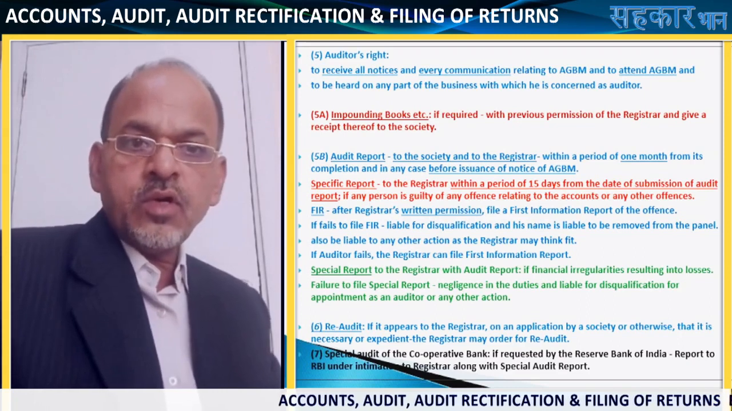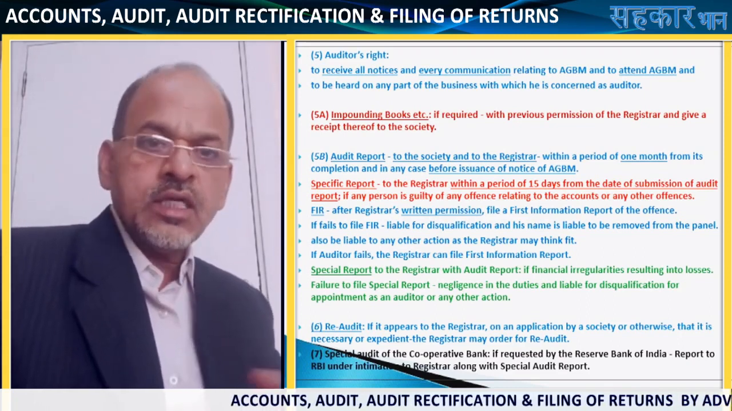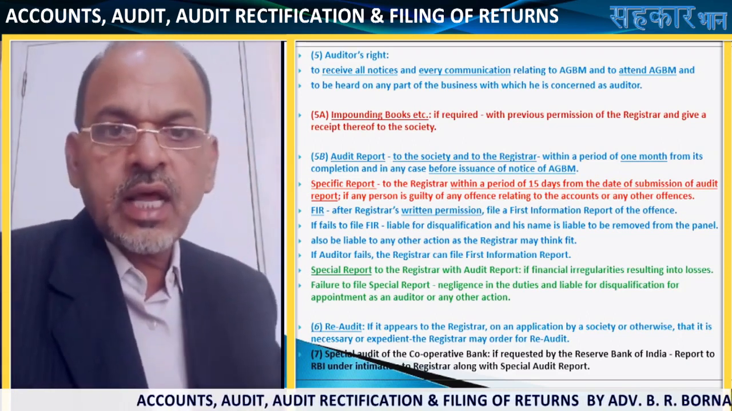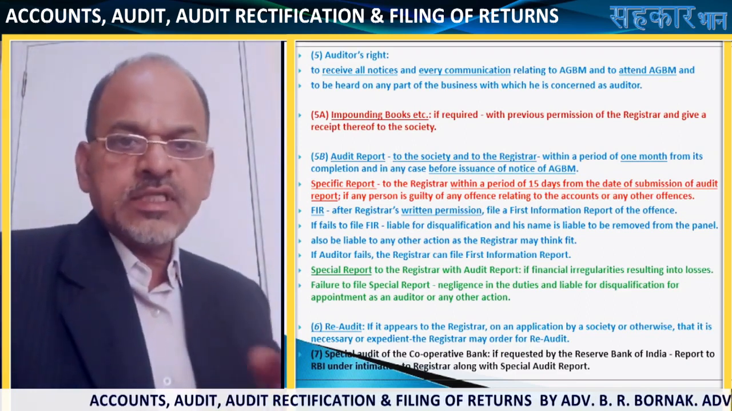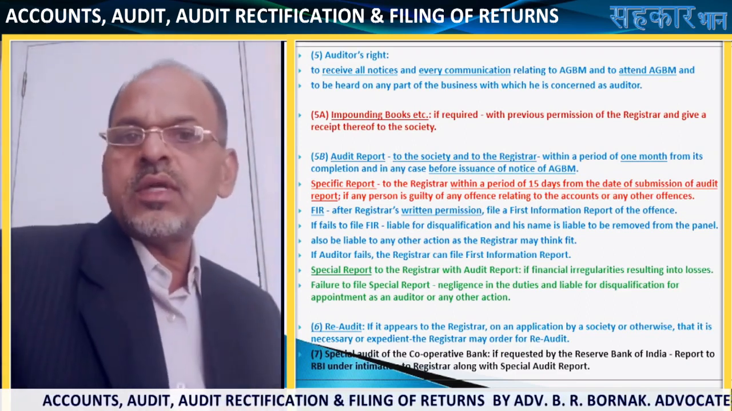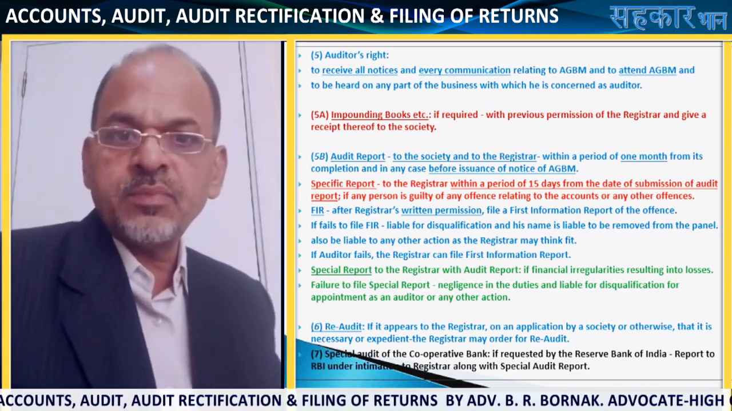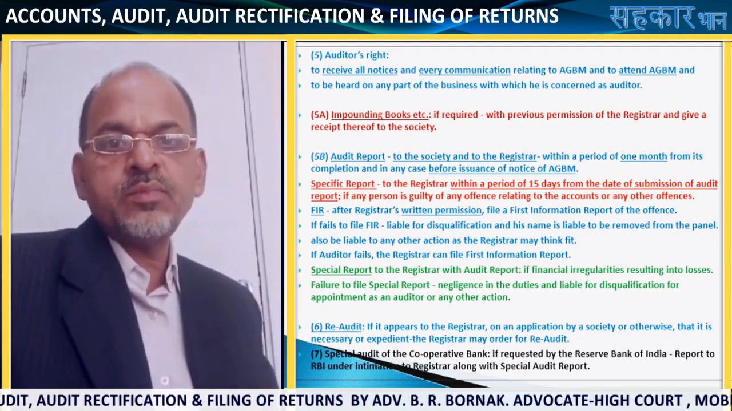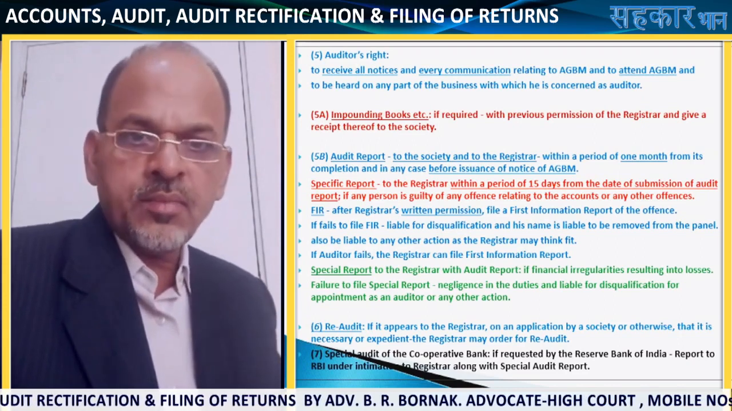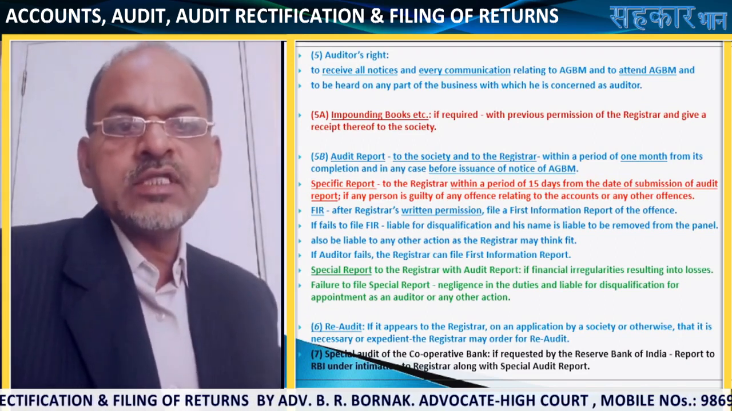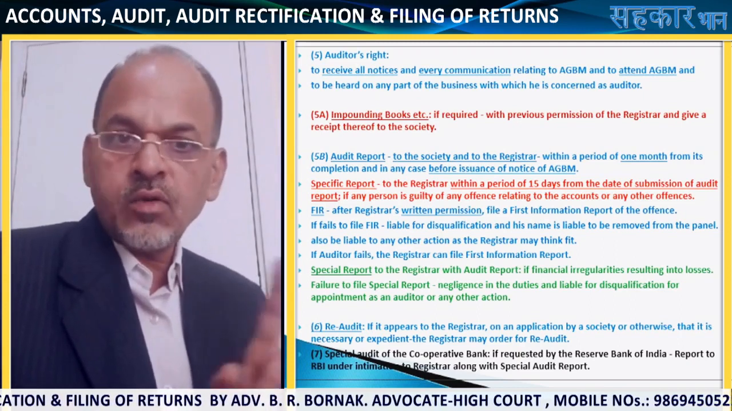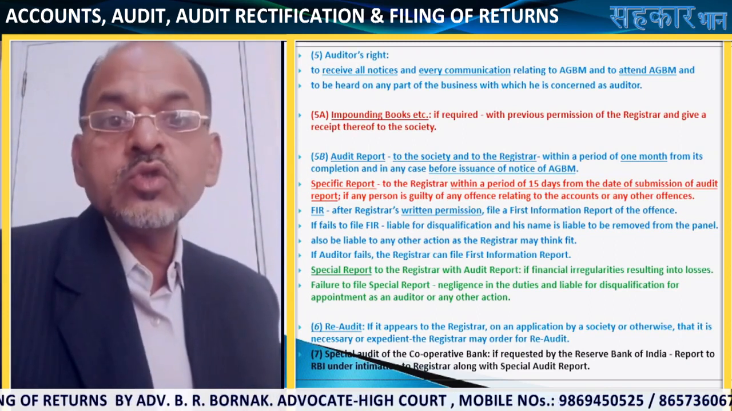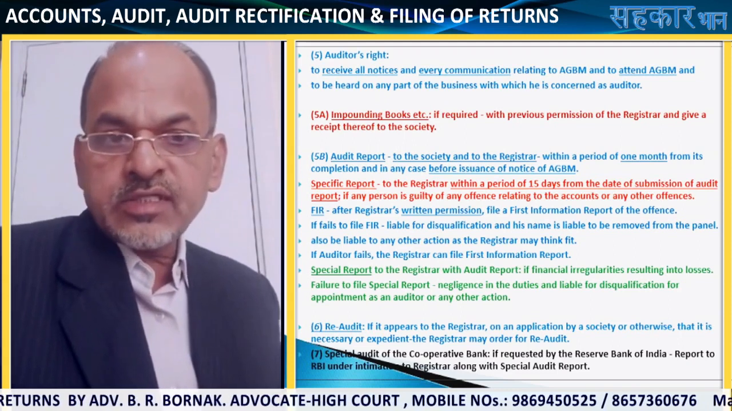A special report is prepared other than the regular audit report, but it is to be submitted only to the registrar along with the audit report. A specific report is required to be submitted within a period of 15 days after submission of the regular audit report, but the special report is submitted directly to the registrar along with the audit report. These specific and special reports are to be submitted to the registrar, not to the society. Only the regular audit report is to be submitted to the society.